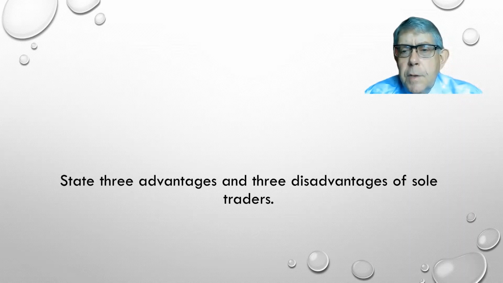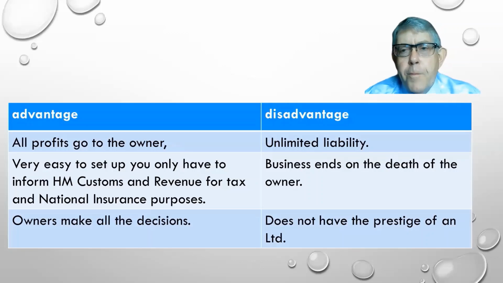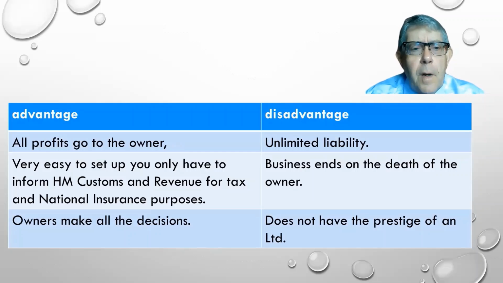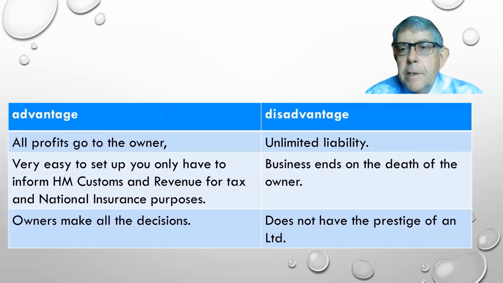Three advantages and three disadvantages of sole traders. Well, firstly, all profits go to the owner. It's very easy to set up. You only have to inform Her Majesty's Revenue and Customs for tax and national insurance purposes, and the owners make all the decisions. The disadvantage, however, is unlimited liability. The business ends on the death of the owner, and it does not have the prestige of a limited company.